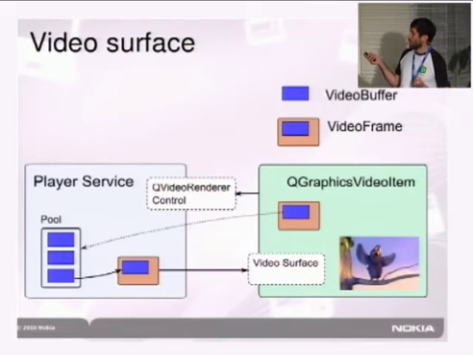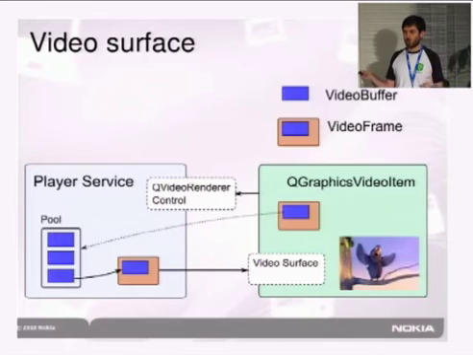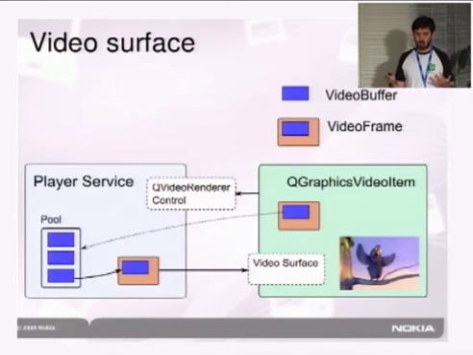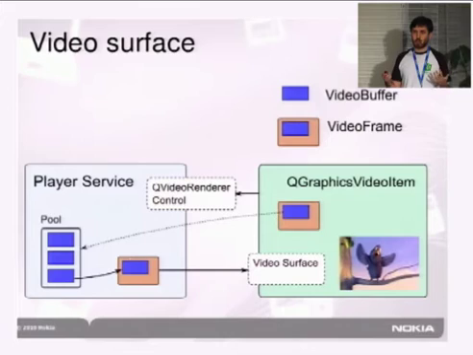QGraphicsVideoItem can also use video shaders to do color space transformation. So if you are rendering your video on an OpenGL viewport, it will use video shaders to do the color space transformation from YUV to RGB and save you CPU time. It's quite efficient.